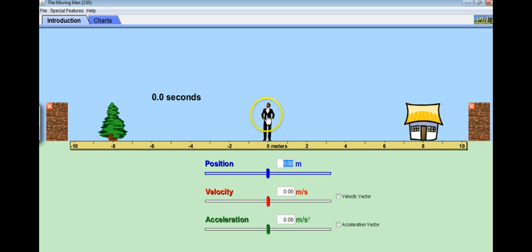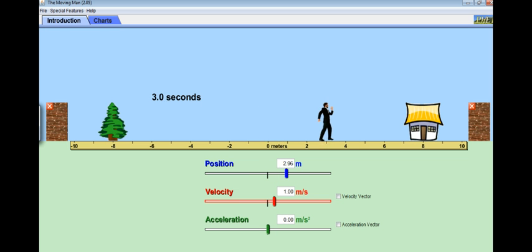The Moving Man animation should look something like this when you finally download it. It has a little man that you can basically move back and forth and plot his position and his velocity and his acceleration. So let's say the little man is placed here at the origin and you decide to have him move towards the house at a constant velocity. You can put in a number in here, for example, and say I'm going to have him move at 1 meter per second, and you can just press play and there he is.